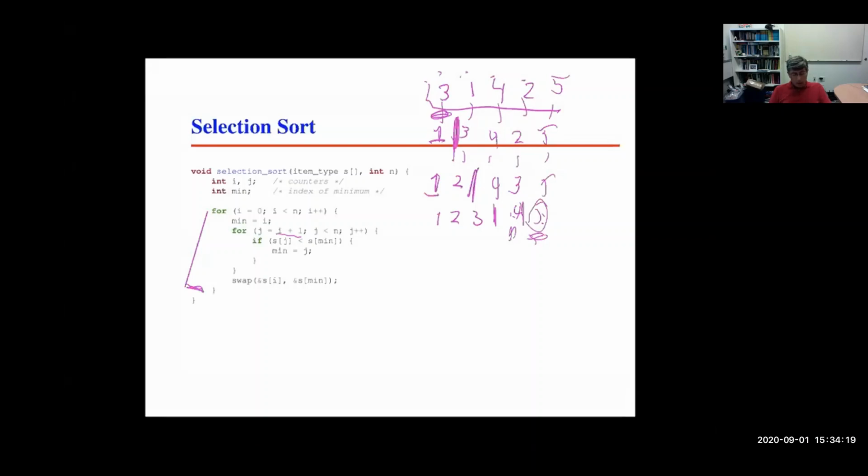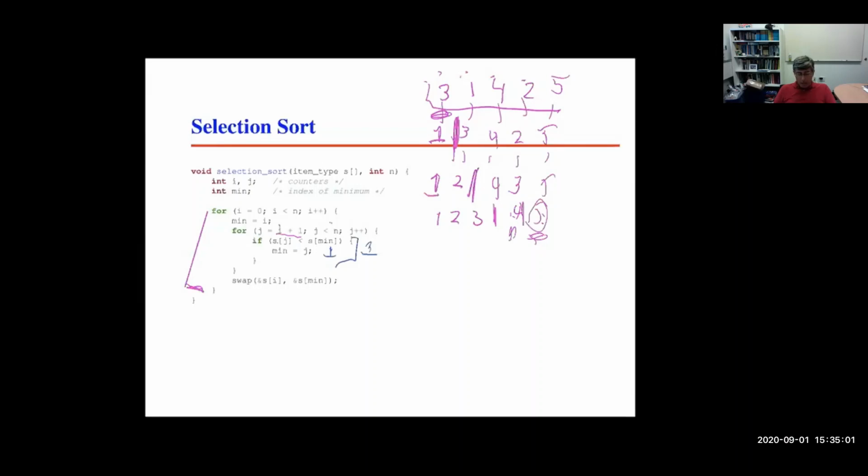What is the running time of selection sort? The way that I would reason about it is the following. Setting the variable j to be the min takes 1 step. If this is less than that, that's just a comparison, a constant amount of work. This whole if statement takes constant time. The loop is going around from i plus 1 to n.